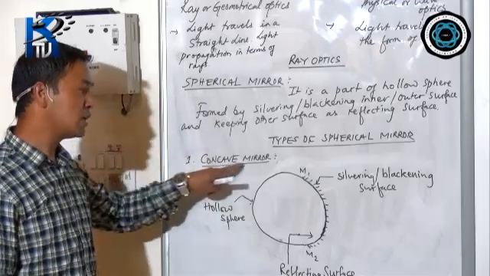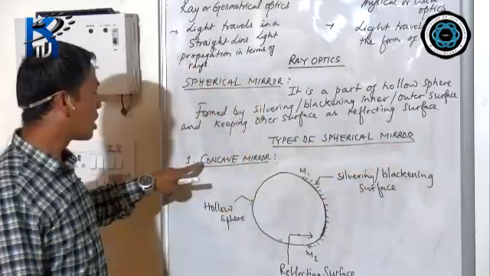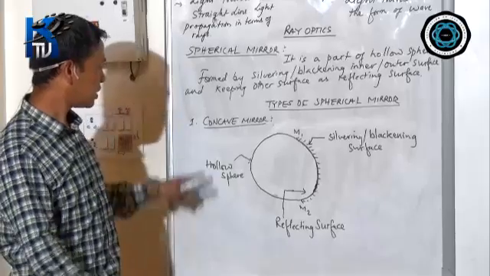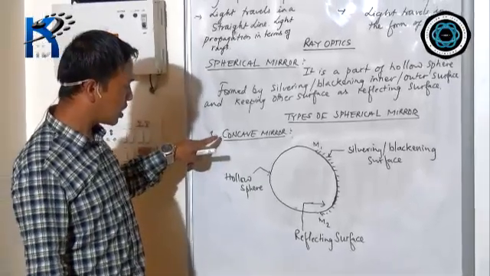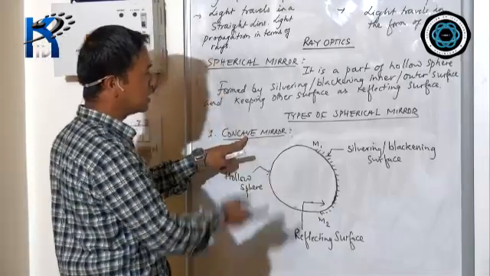So spherical mirrors we classify basically into two types. One is called the concave mirror, which you have already learned. So the types of spherical mirror are the concave mirror, and we have another mirror that is called the convex mirror. So let me first start with the concave mirror.